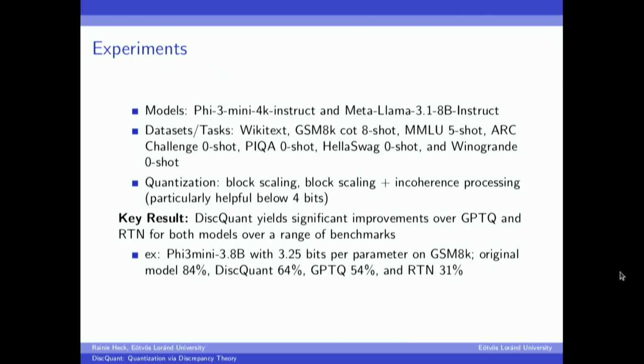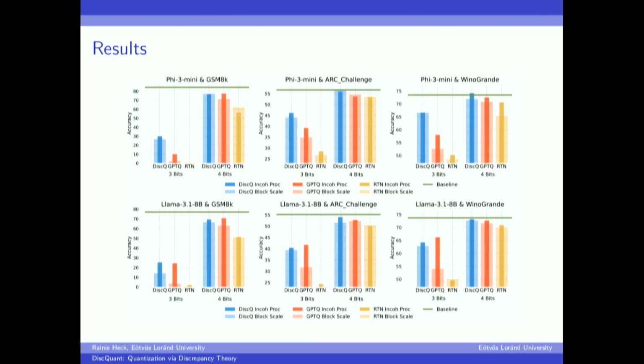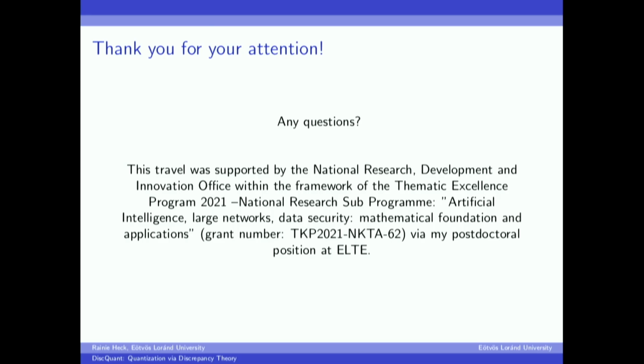And so to end, I just wanted to mention our experimental results for this practical algorithm. We run on 2 different models over a variety of tasks. We look at 2 different types of quantization schemes. And the key result is that our algorithm shows significant improvements over GPTQ and round to nearest for both of these models over a range of benchmarks. So here I highlight one particular level of quantization for a particular task. But in general, we see over both models and over a range of tasks at different levels of quantization that we get improved results. Yeah, that's all I wanted to say. Thank you.